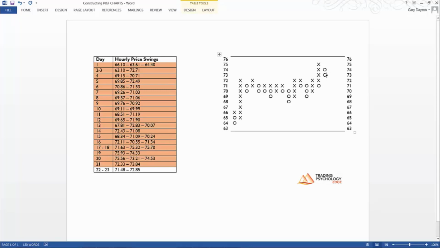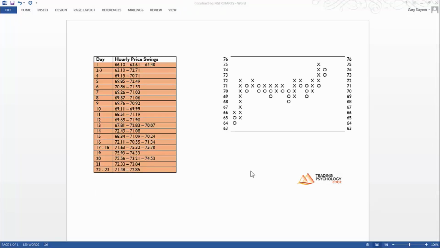Then the market pushes back up to 73.84, but that, again, is not a full figure. It has to reach or exceed 74 for us to start a new column and put an X there. So we stay here at 73.